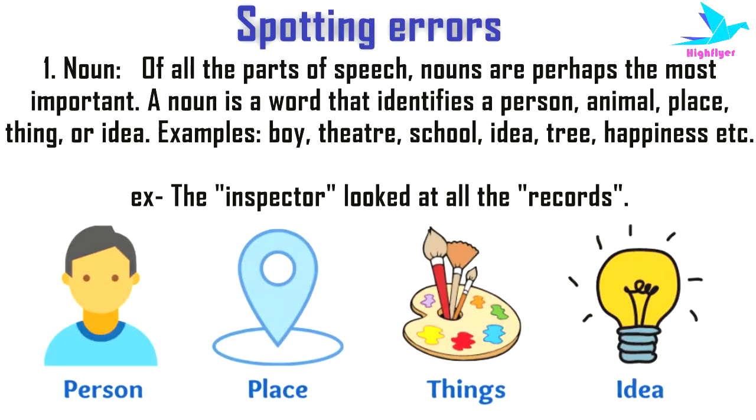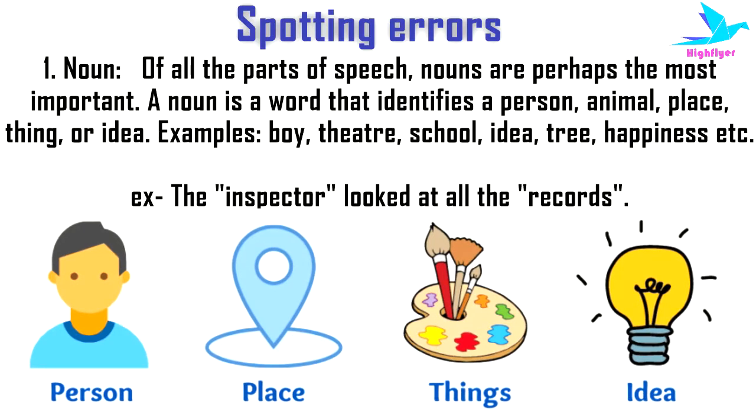First is noun. Of all the parts of speech, nouns are perhaps the most important. A noun is a word that identifies a person, animal, place, thing or idea. Example: boy, theatre, school, idea, tree, happiness, etc. An example of a sentence with a noun is: The inspector looked at all the records. Here we are talking about the inspector and what he looked at. So here we have 2 nouns, inspector and records.